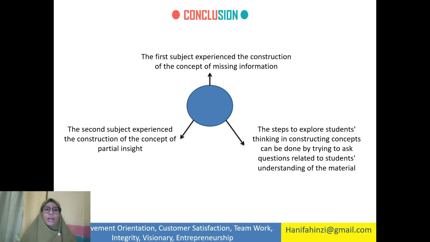So, conclusion: the first subject experienced construction of the concept of missing information. The second subject expressed construction of the concept of partial insight. Lastly, the step to explore student thinking in concept construction can be done by trying to ask questions related to student understanding of the material.